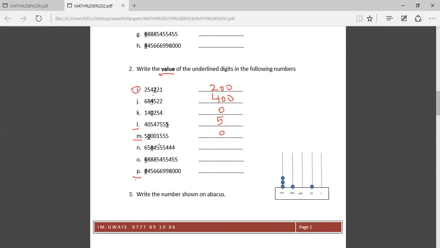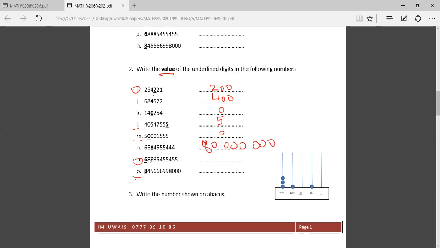Alif, what is the place value of this 8 in N question? Ones, tens, hundreds... 10 million. Yeah, 10 million. What's the value of 8? The value is 80 million.